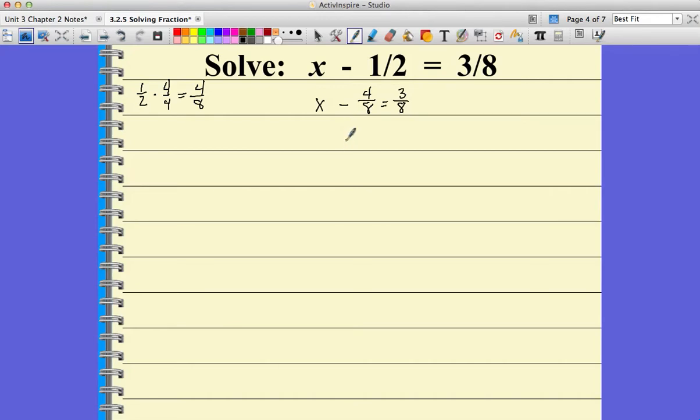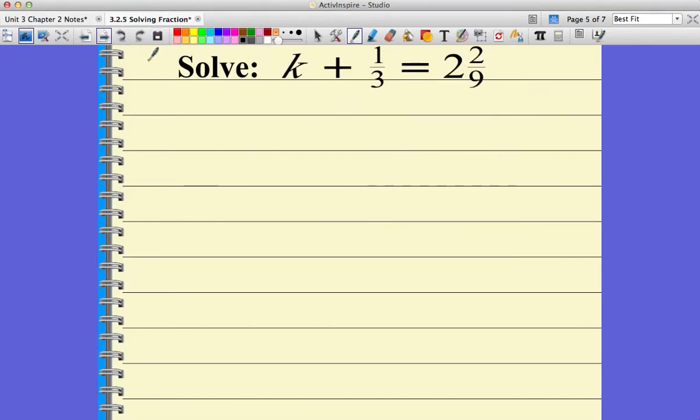So I know to get rid of minus 4/8, I have to add 4/8. What I do to one side, I have to do to the other. So in this case, I'm left with x minus 0 is equal to 7/8. So x has to be equal to 7/8. I'm going to put 7/8 back in for x. So 7/8 minus 4/8. Does it equal 3/8? It works, so I know that it's correct. Right, so this one you're going to try on your own.